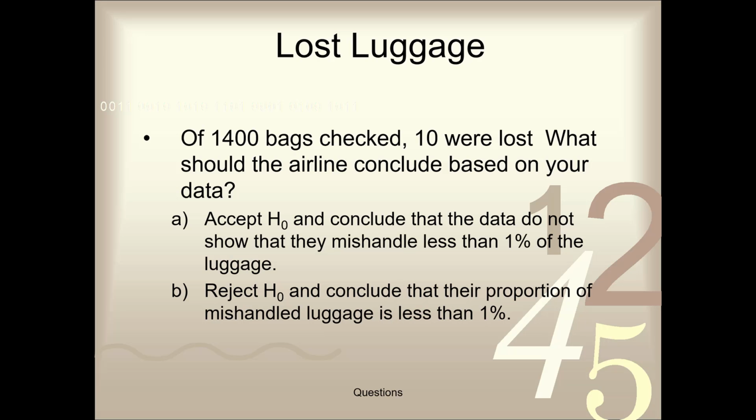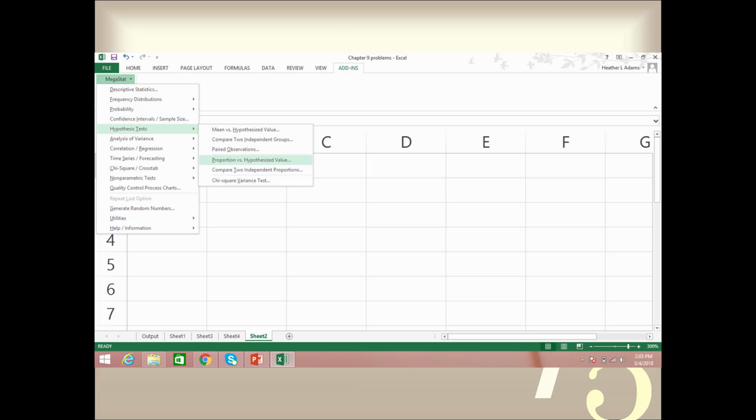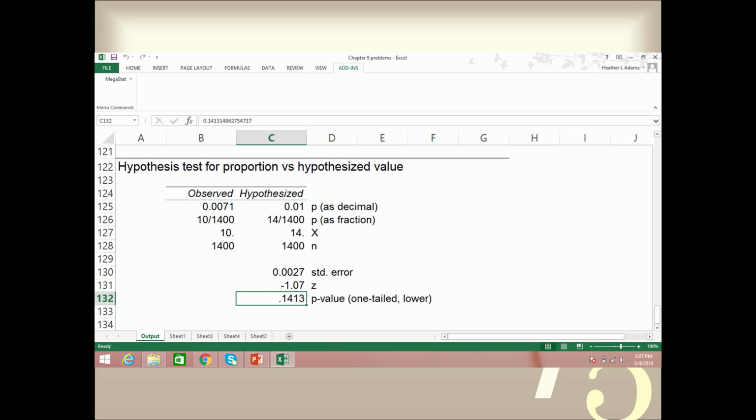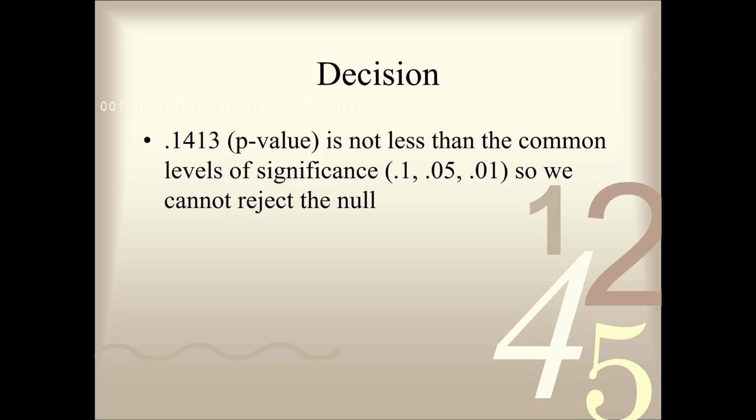And here's how we would do that in Megastat. Again, we're doing hypothesis tests, proportions versus hypothesized value. 10 out of 1,400 is what I found. The hypothesized is the 1%. So again, put the 0.01. And I'm saying that it's gone down from the 1%, or that it's less than the 1%. With 95% confidence, or level of significance of 5%. Okay, my p-value is 0.1413. 0.1413 is not less than the common levels of significance.